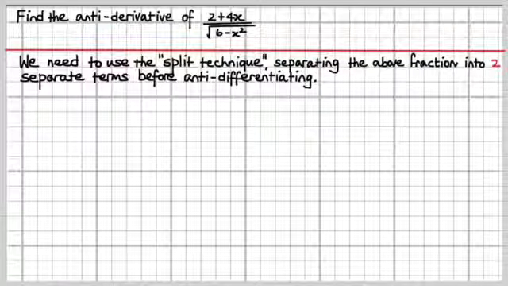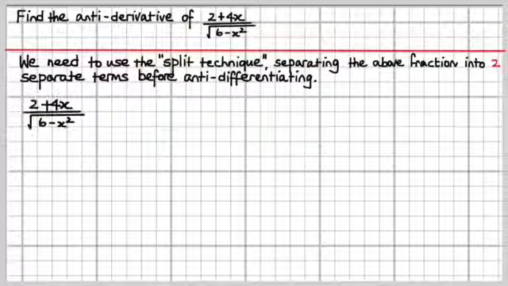This is the one I call the split technique because we have to separate the above fraction into two separate terms before we even start anti-differentiating, and then it becomes straightforward. But you've got to be able to pick this one. This is the last one on the antiderivative checklist that you should be adding to your shopping list of is it this, is it that, etc.